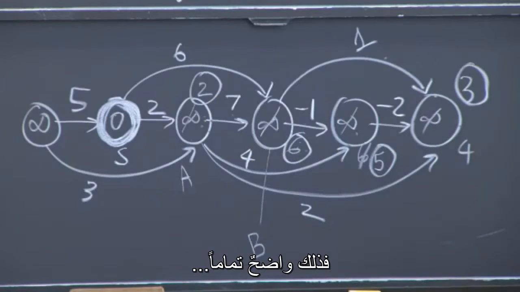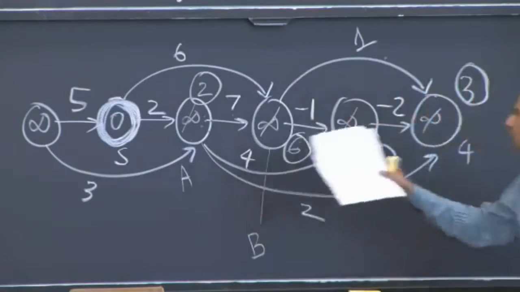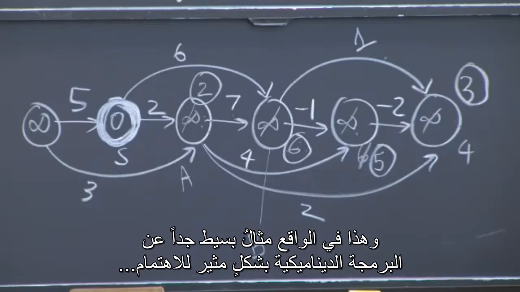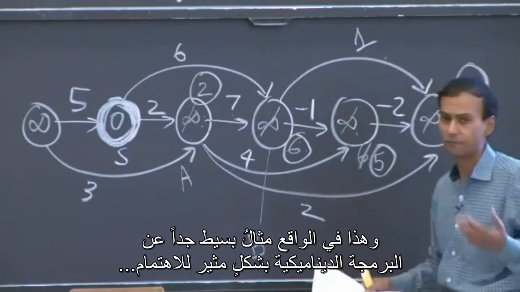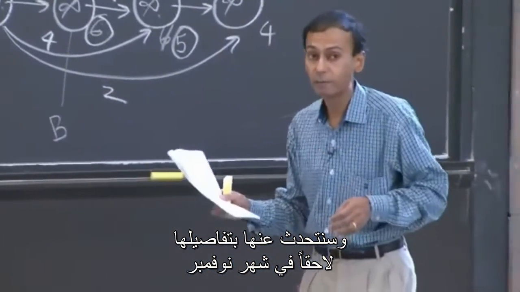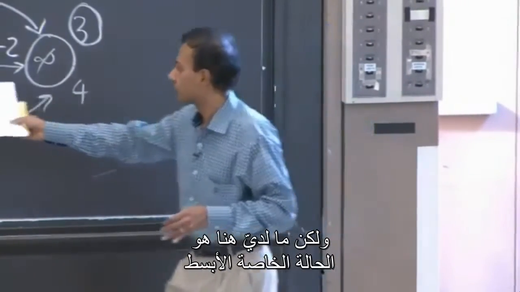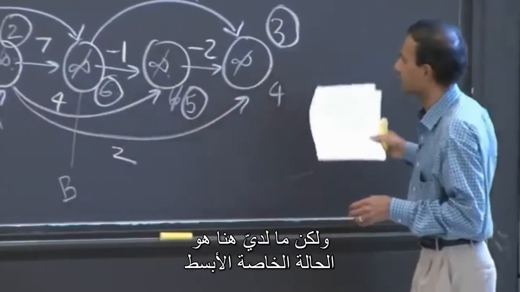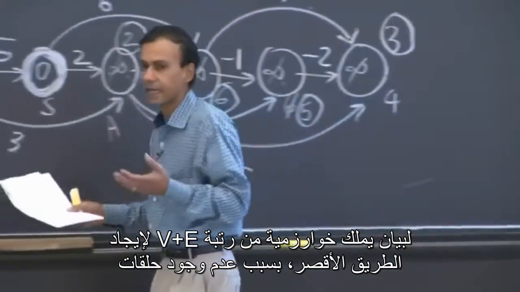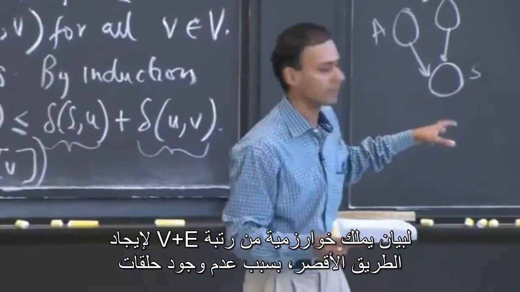So fairly straightforward. Do a topological sort, find the starting point, and then run all the way to the right. Interestingly, this is actually a really simple example of dynamic programming, which we'll talk about in gory detail later in November. But what I have here is the simplest special case of a graph that has an order V plus E shortest path algorithm. And the reason for that is we don't have cycles.